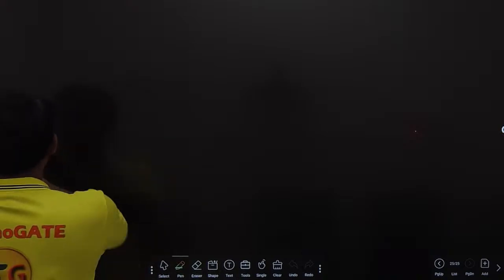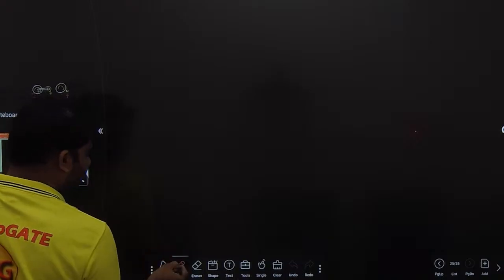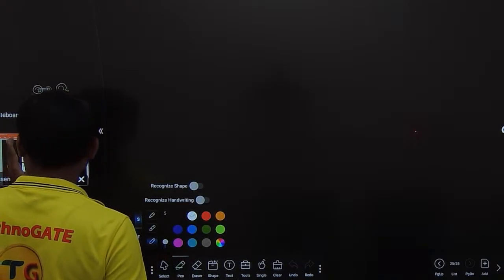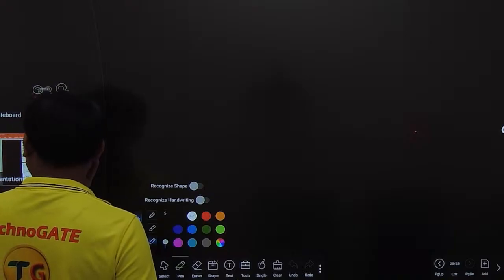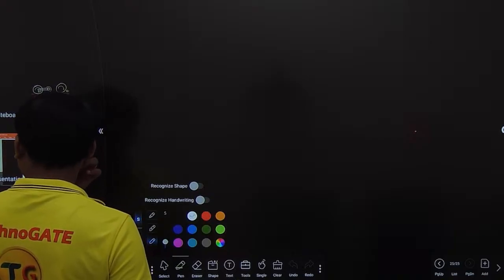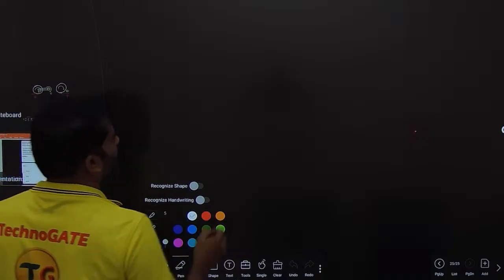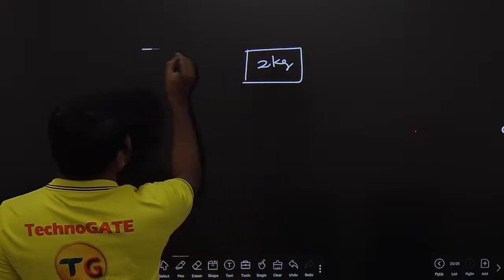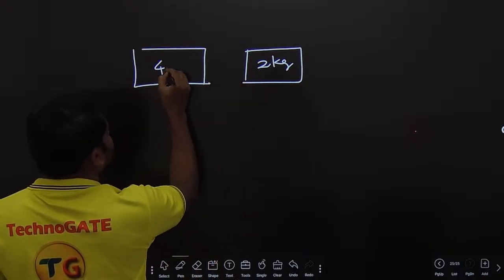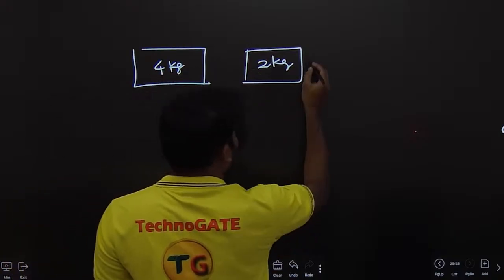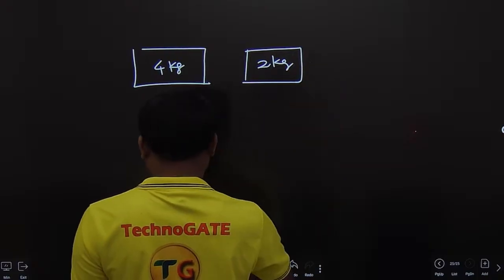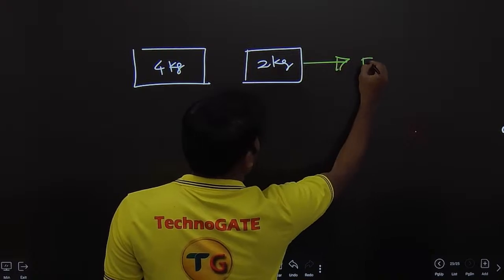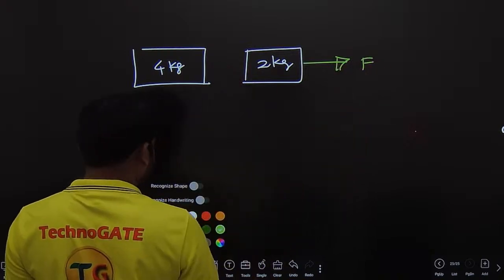See here, based on the question it is given that the two blocks of mass 4 and 2 are connected by a heavy string and placed on the rough surface. 2 kg is pulled with a constant force. So there is a 2 kg block here, there is a 4 kg block here. Clear? We are applying a force. There is a force which is applied here. Here there is a string.